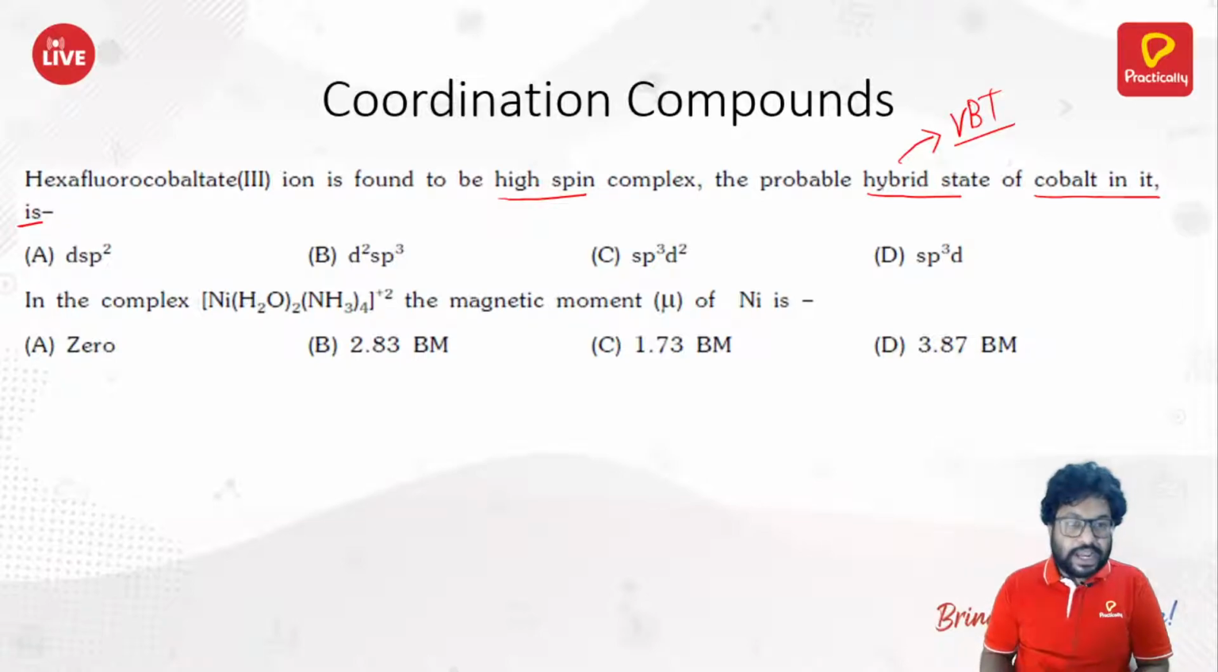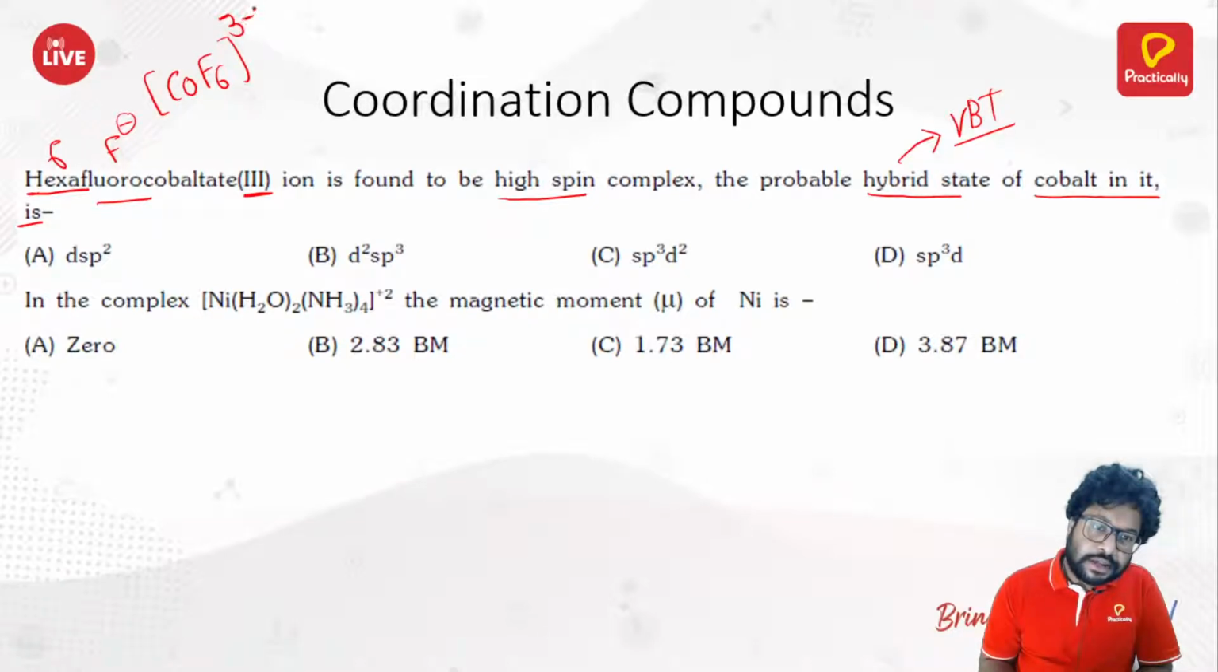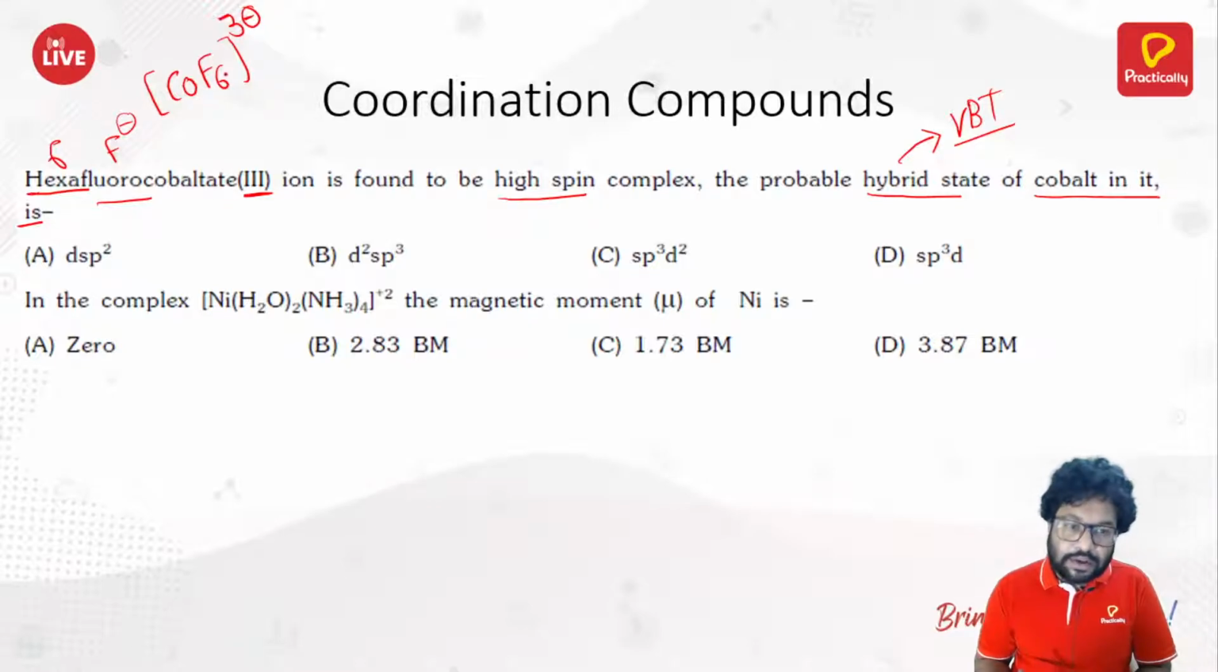Okay, so let's solve it. Hexafluoro: what is meant by hexa? Hexa means 6. Fluoro means F minus, and cobalt is in +3. So they have told us everything here, and that it's a high spin complex. I'll tell you what high spin means. It should look like CoF6 in brackets with 3 minus, because only then does -6 plus 3 give -3. Cobalt has +3 only when its coordination sphere has a -3 charge. So this is that ion.